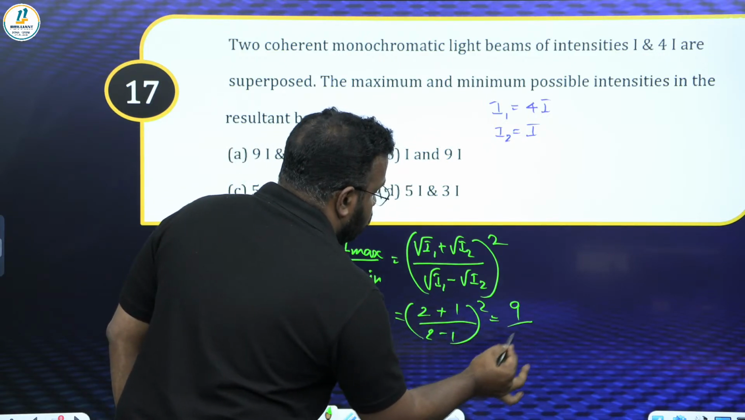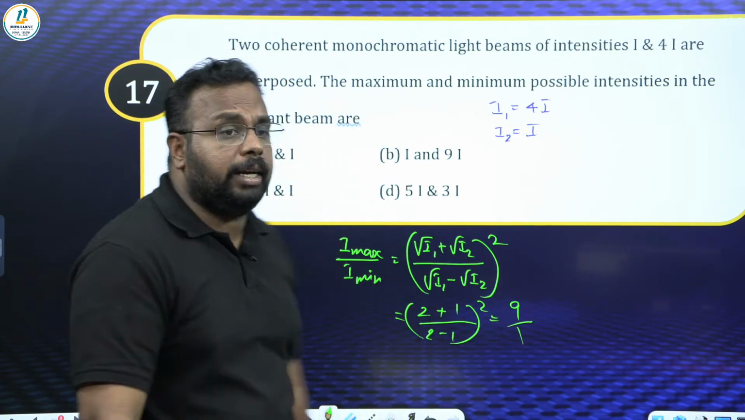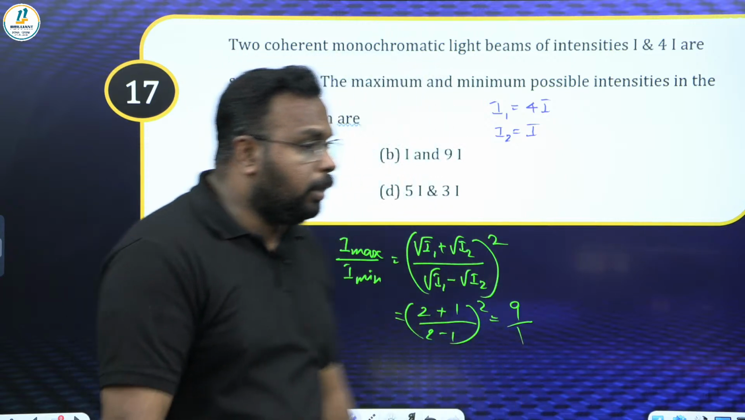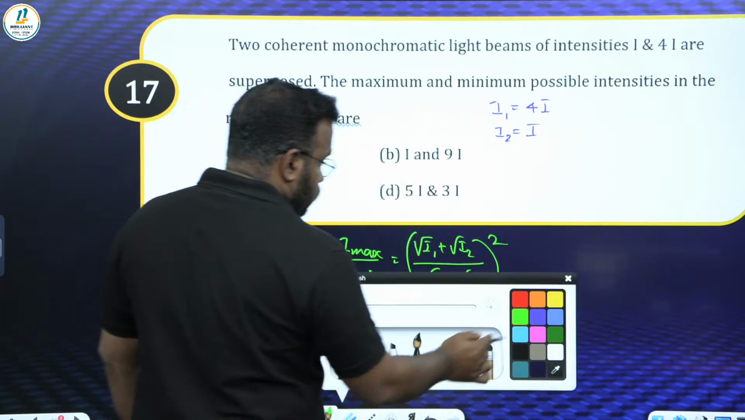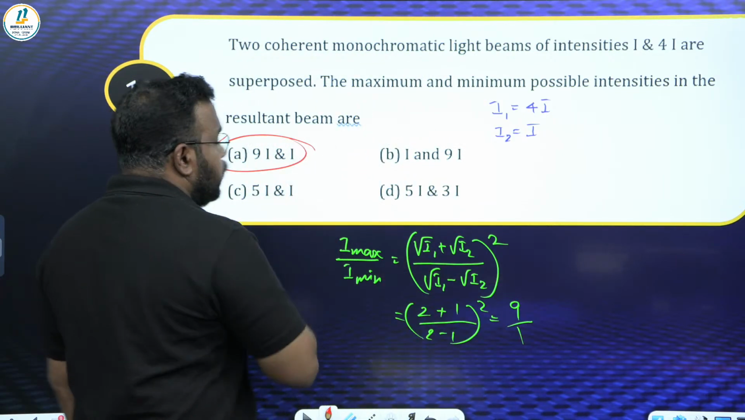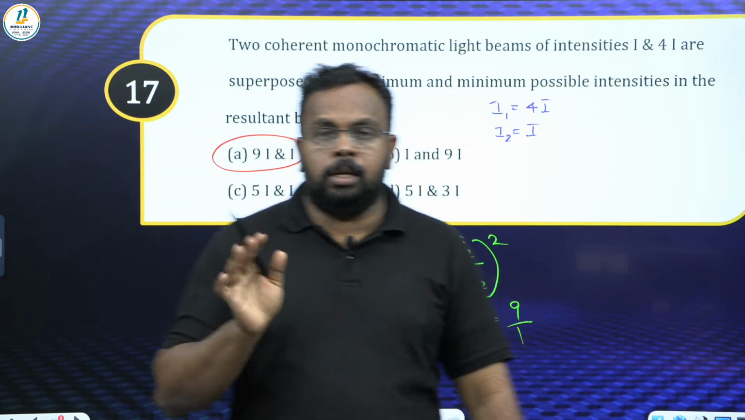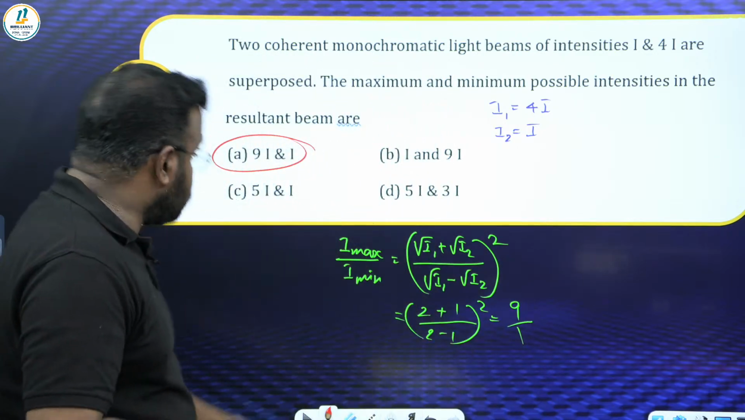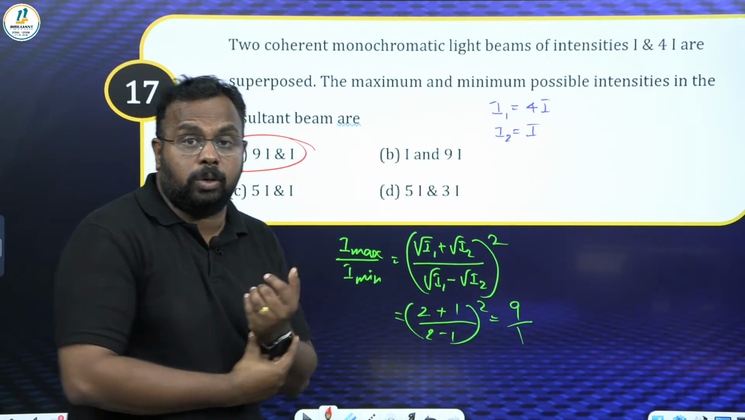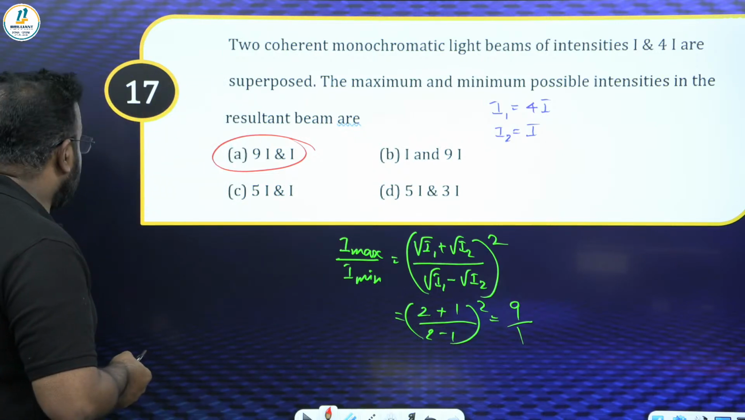3 square is 9, 1 square is 1. 9 is to 1 is the answer. 9I and I. Yes, very good. Option A is the right answer, my students. So let's go to the next question now. Question number 18.